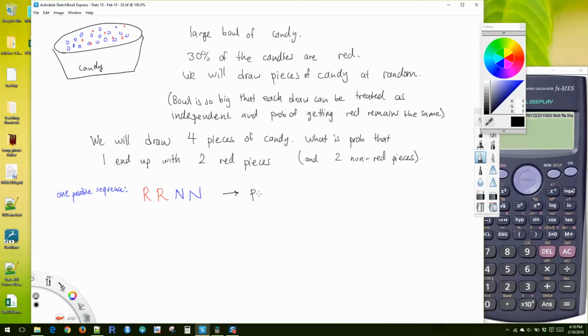Well, the probability is going to be equal to the probability of getting red on the first. What's that? 0.3, right? And then I have to get red on the second, non-red on the third, and non-red on the fourth. And these are all independent of each other, so it's going to be 0.3 times 0.3. What's the probability of getting a non-red piece? 0.7, right? Or 1 minus 0.3. And then non-red on the fourth is also 0.7. So this probability ends up being 0.3 squared times 0.7 squared. It's the probability of getting a red one 2 times and the probability of getting non-red 2 times.